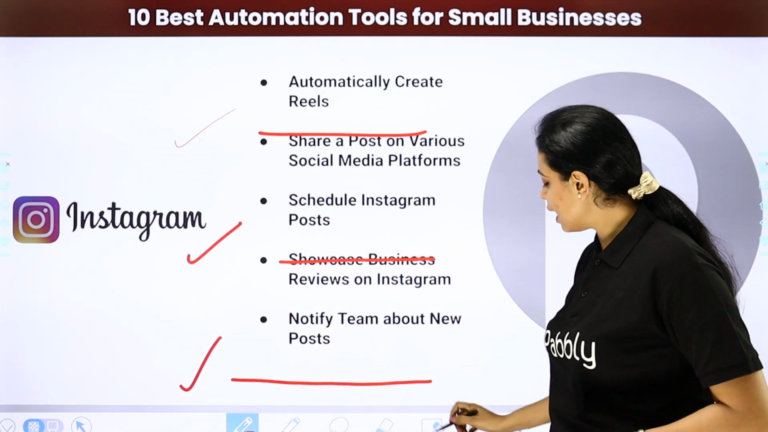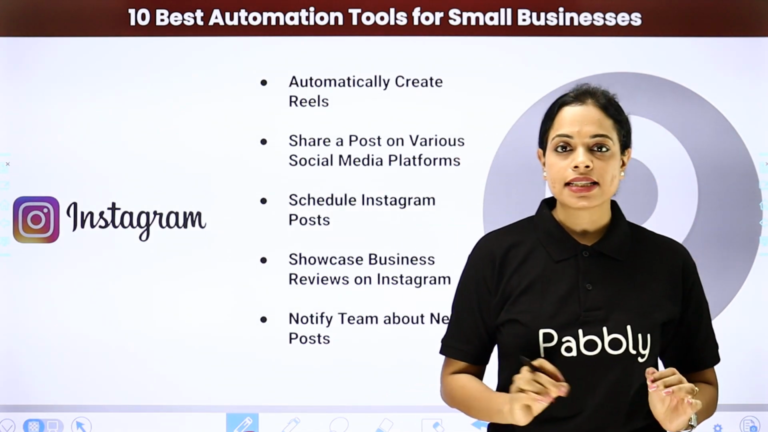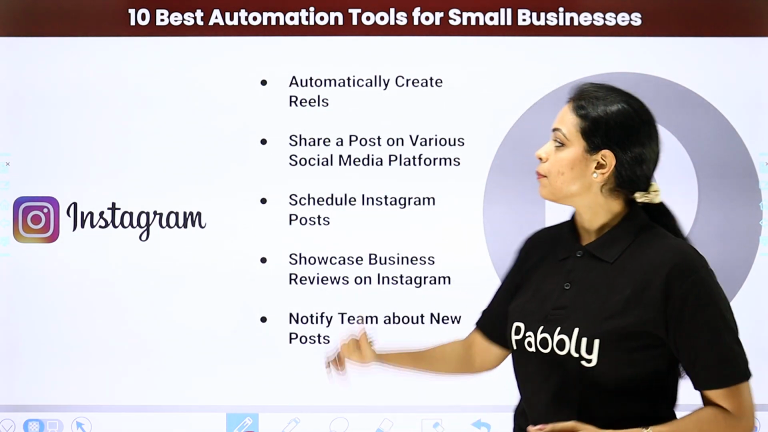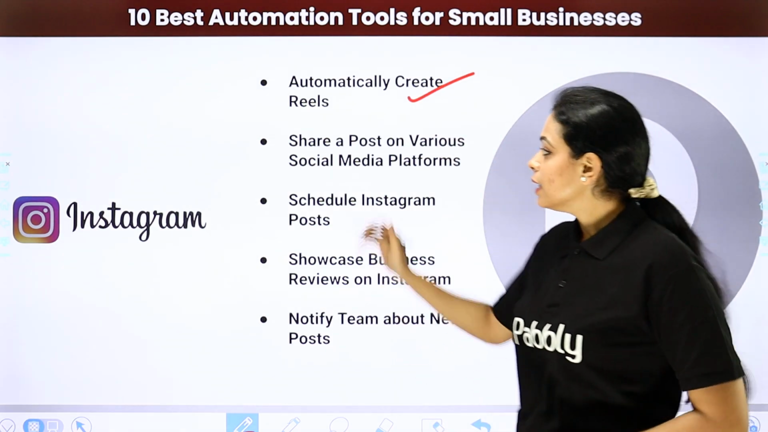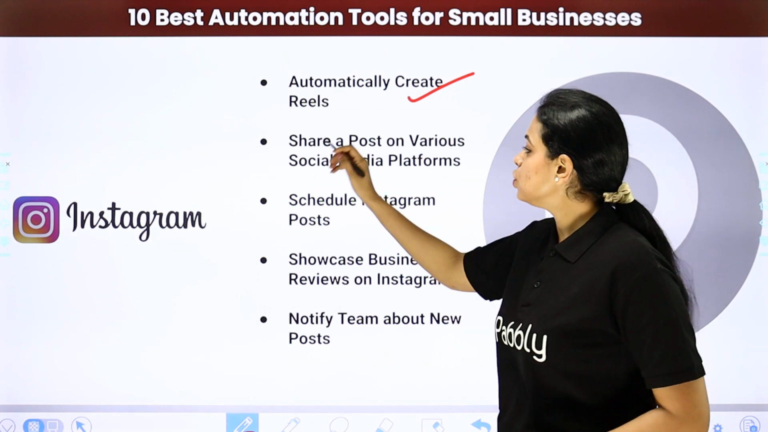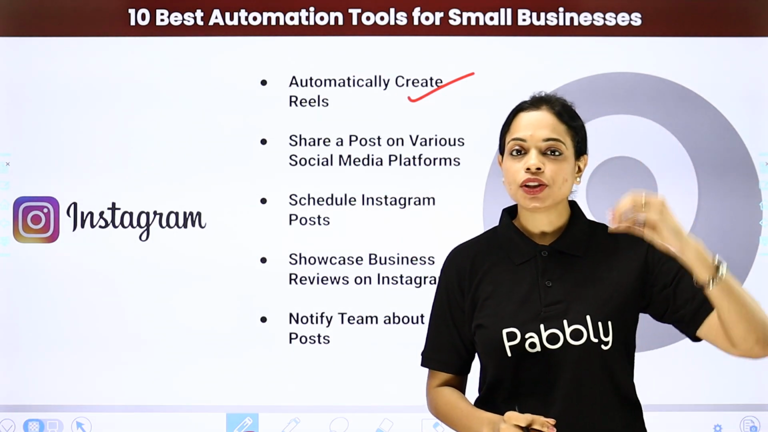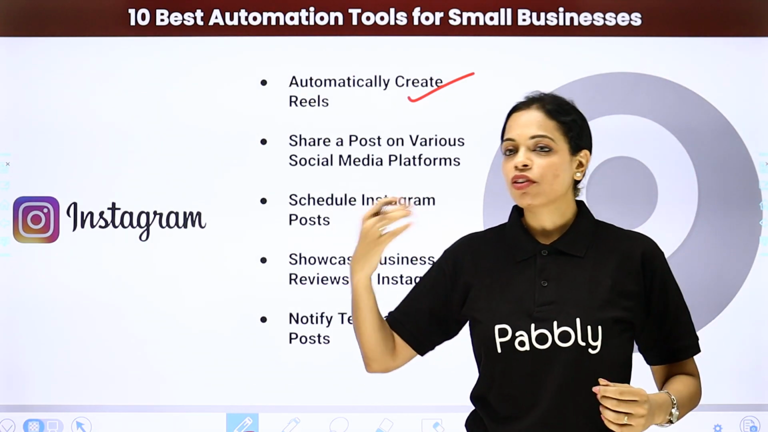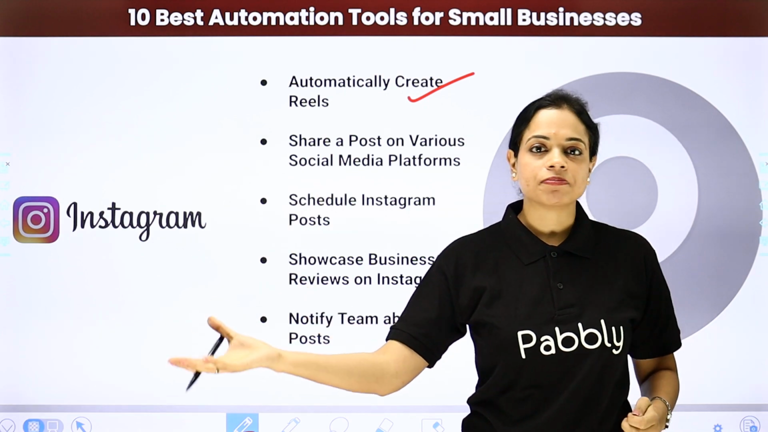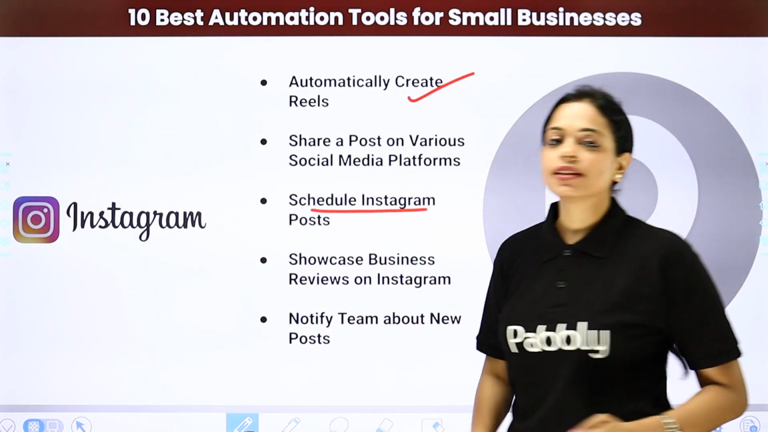The next one we have is Instagram. Now, Instagram these days, everybody is on Instagram. So, you can actually create reels automatically. Then with the help of automation, you can share a post on various social media platforms. So if a post is shared on Instagram, automatically it will be shared on Pinterest, Facebook, or let's say LinkedIn, etc. Then you can schedule these Instagram posts.